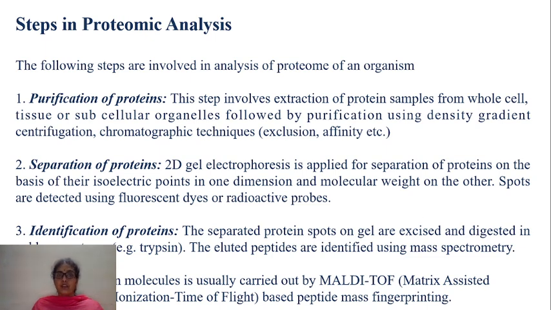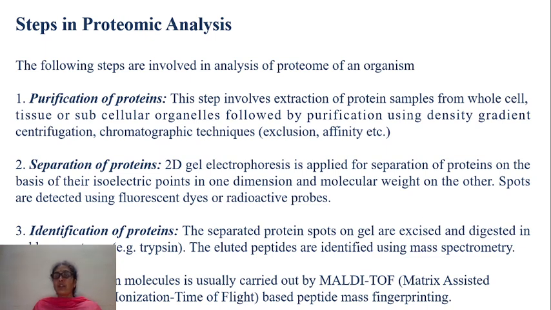First, coming to the purification of proteins. This step mainly involves extraction of the protein sample from the whole cell, tissue or a subcellular organelle, followed by purification using density gradient centrifugation and chromatography techniques, mainly exclusion and affinity chromatography. After extraction of the protein by using these specific techniques, we have isolated the group of proteins. From that, we have to separate the single protein. That is possible by using 2D gel electrophoresis.